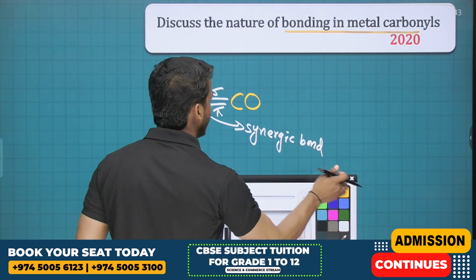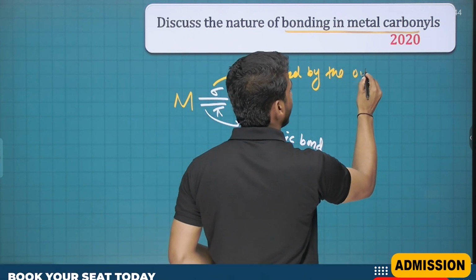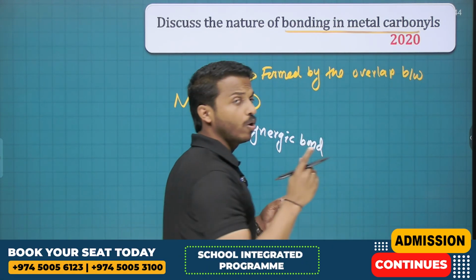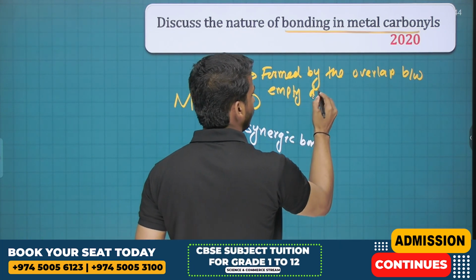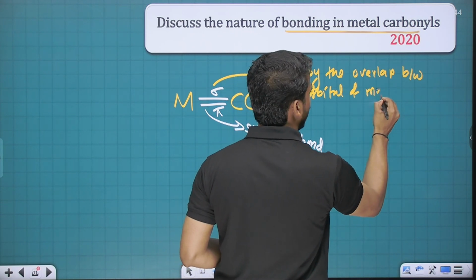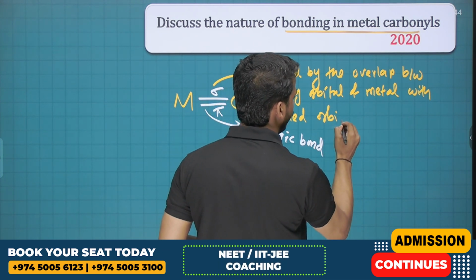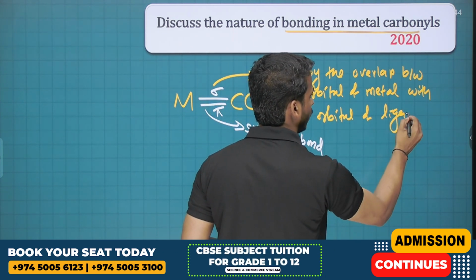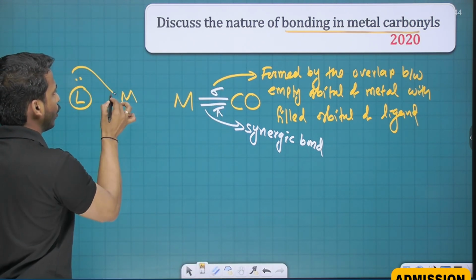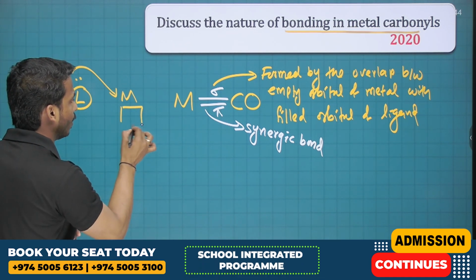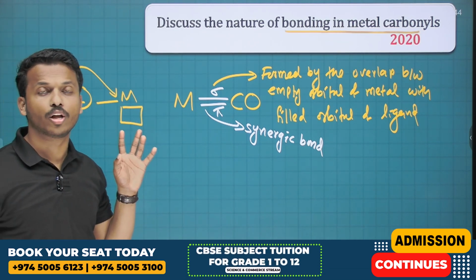You can write like this, my dear. Sigma bond is formed by the overlap between the empty orbital, especially d orbital, of the metal with the filled orbital of the ligand. Filled orbital of the ligand means lone pair. Basically, ligands contain a lone pair or electron richness which they donate to the metal. So the metal should contain a vacant orbital, and ligands contain a filled orbital. These two overlap and form a sigma bond or coordinate bond generally.